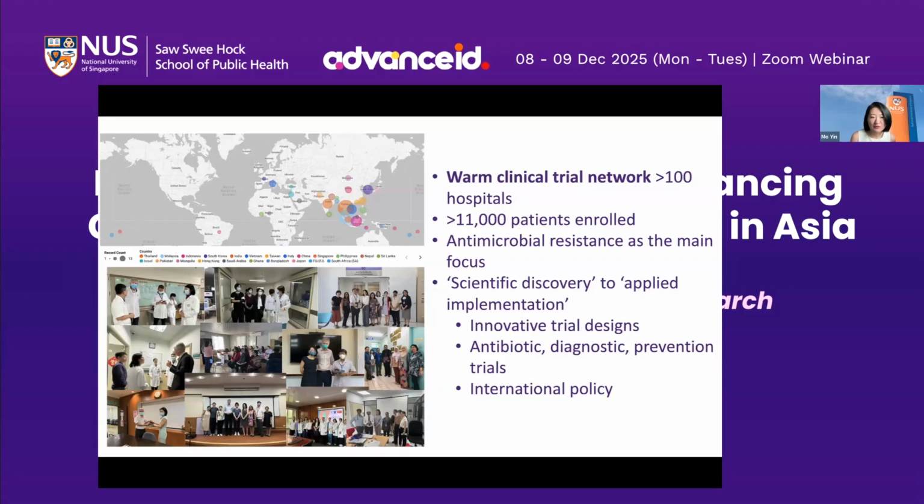And we work from a variety of research angles, from discovery for newer antibiotics and diagnostics to very applied science in terms of implementation and qualitative methods. We do a lot of trial simulations on innovative designs. We test out newer and existing antibiotics, diagnostics, and prevention strategies. And we also work very closely with international partners, including funders and WHO and other NGOs.